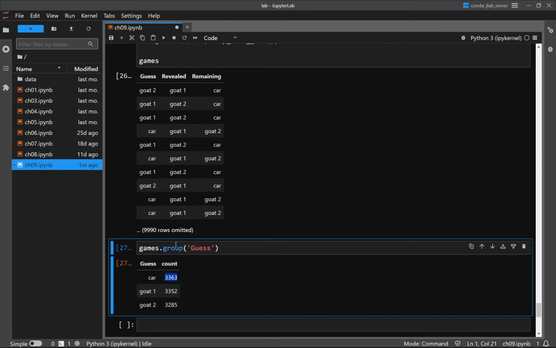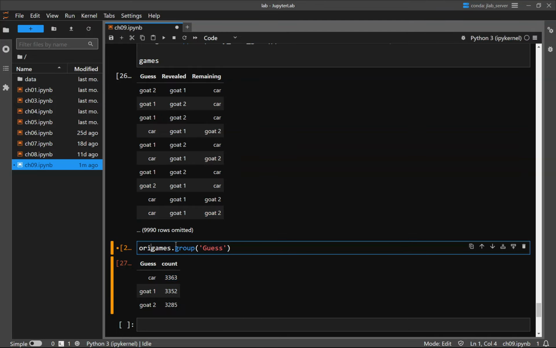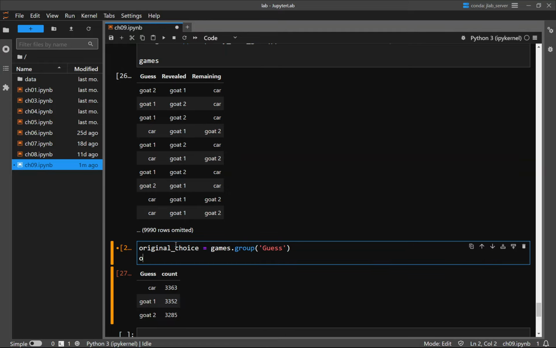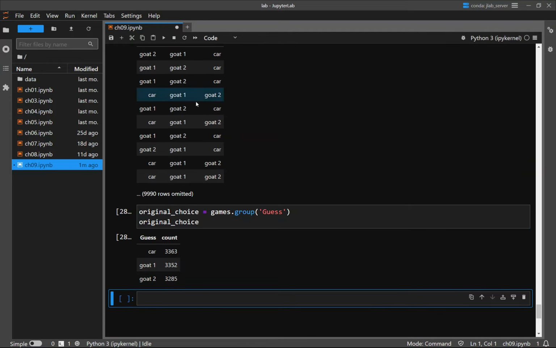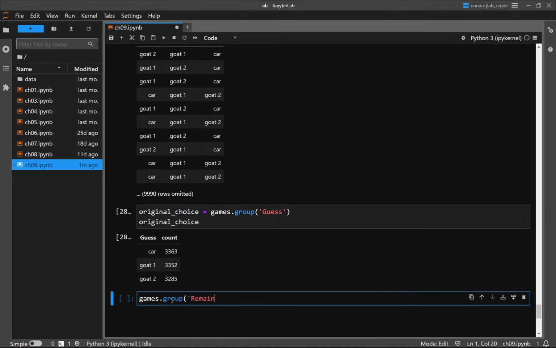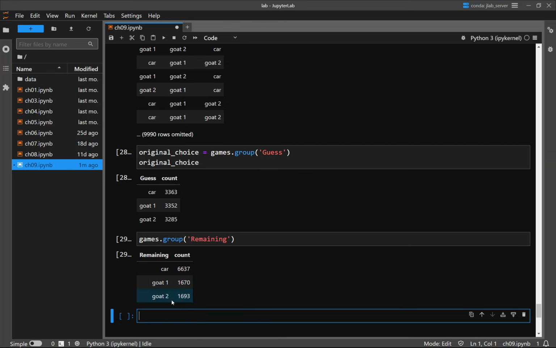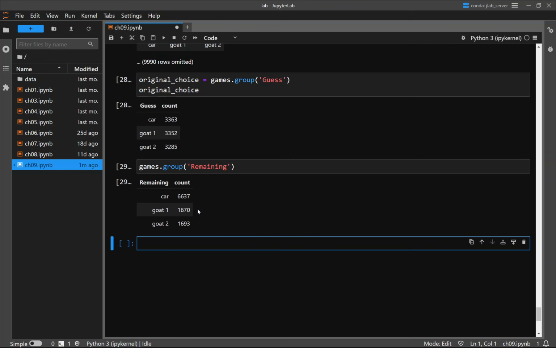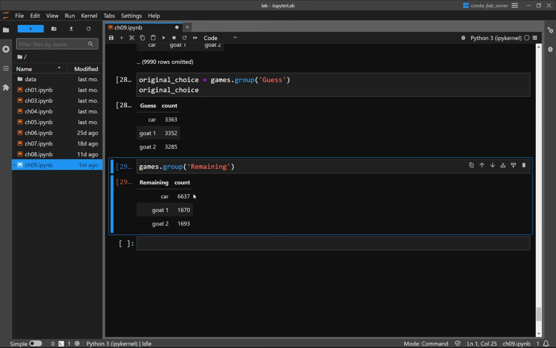All right. So I'll call this original choice. And then the remaining door is this one. Let's group by that one. And this will show me all the ones that I could be switching to. Do you see how there's a whole lot more cars than there are these guys? That's so cool. So you should always want to switch. There's a 2/3 chance. There's about 6,666 things there. Okay, that's the ones that you could switch to. Remaining door.